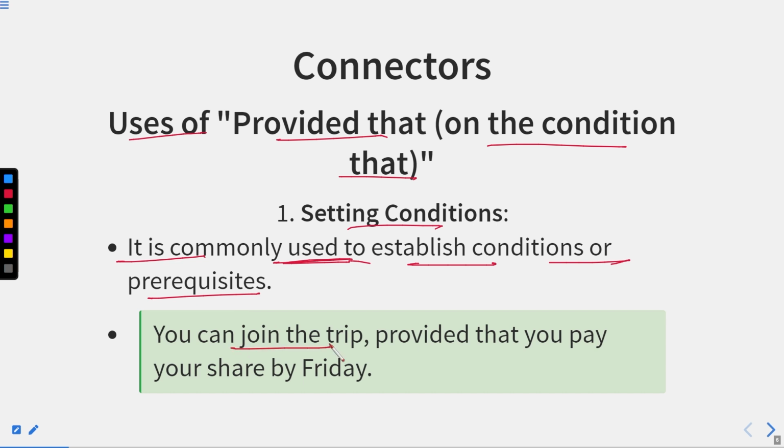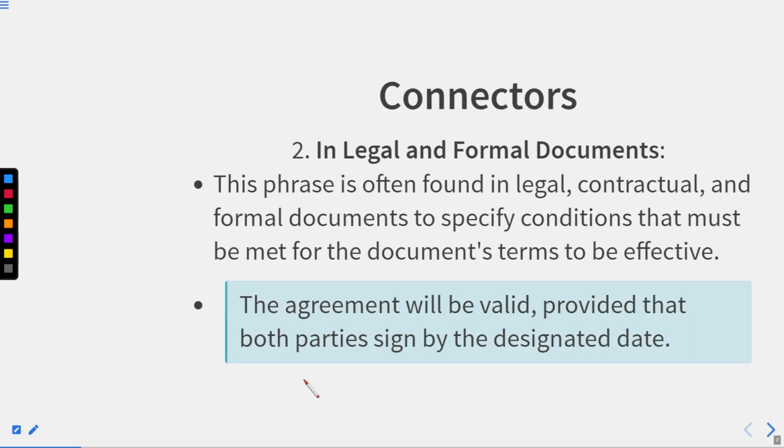You can join the trip provided that you pay your share by Friday. It means this will happen only after this has happened. It means if a person wants to join the trip, he has to submit money for it, but before Friday. Only after that he can go on the trip. Otherwise, he will not be allowed.